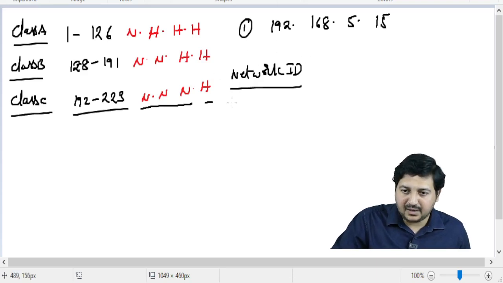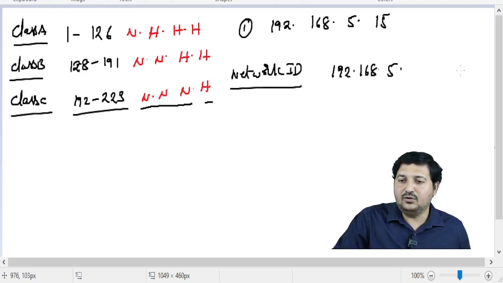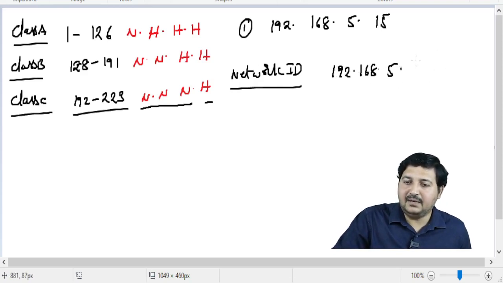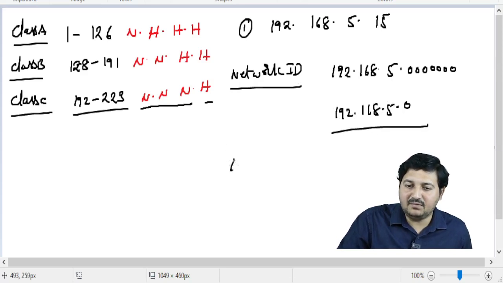So now, what does network ID mean? Write the network part as it is, 192.168.5, and in the host part, keep zeros in all 8 bits. If I keep all zeros in all 8 bits, what value am I going to get? I'm going to get 192.168.5.0. So what is this called? Network ID. Then what is my first IP address?